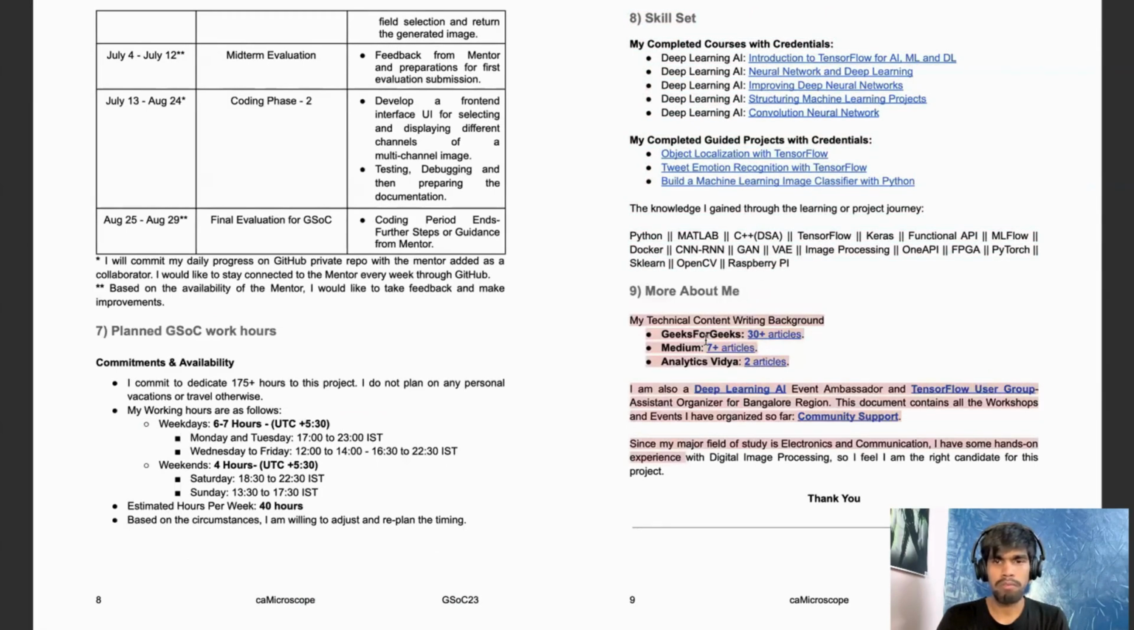So I was part of deeplearning.ai as an event ambassador. I was also part of TensorFlow User Group Bangalore as an assistant organizer. And I have published articles. So in GeeksforGeeks, I had 30 articles, Medium, Analytics Vidhya. Now, obviously, the numbers have increased. And that's it. I ended up with the thank you message. So it's better to have your proposal between 9 to 14 pages. I just kept it at the minimum, which is 9 pages.